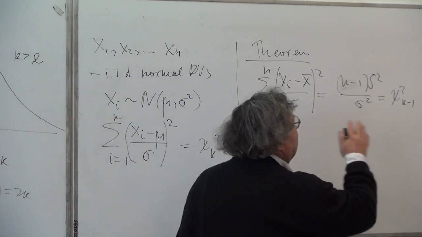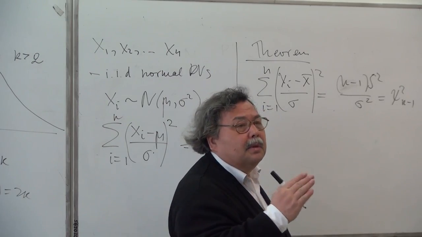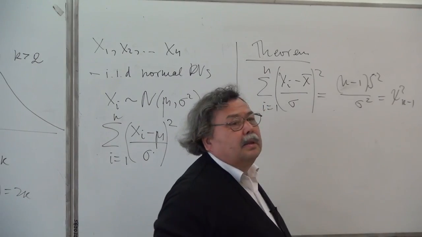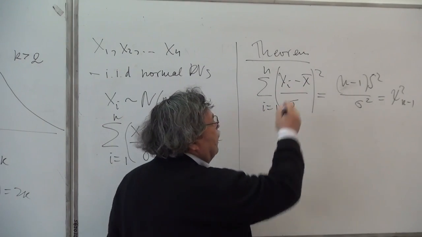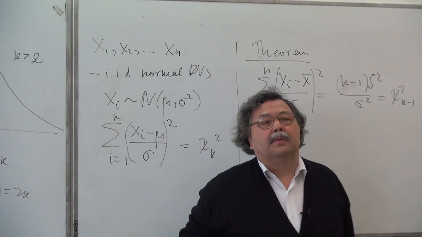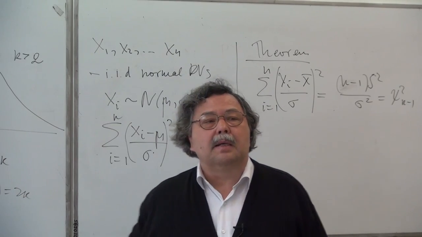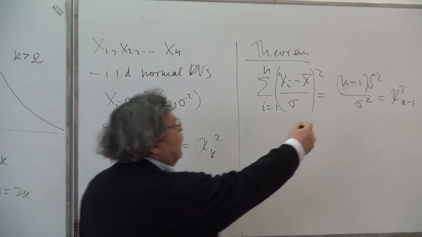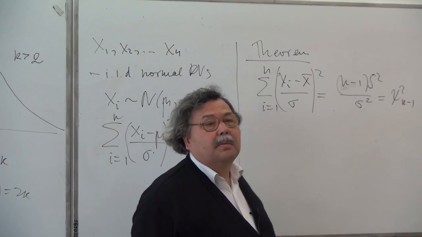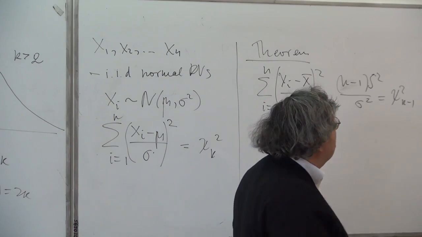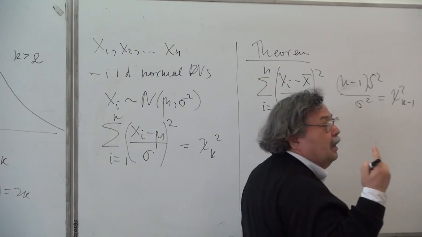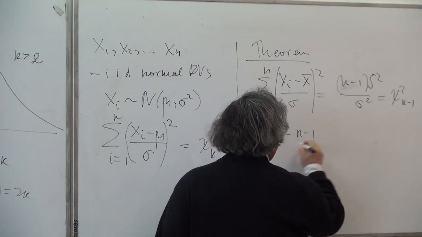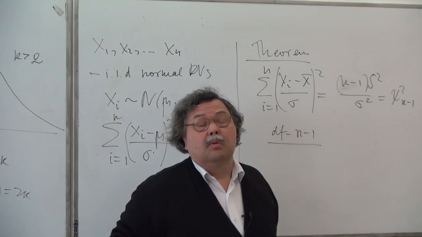Okay, but the real importance of this is this last thing. It turns out that this kind of sum follows a chi-square distribution, but not with n degrees of freedom as we might have expected. No, it's n minus 1. So the number of degrees of freedom here is n minus 1. Why so?